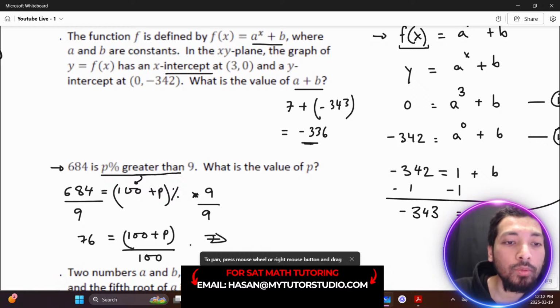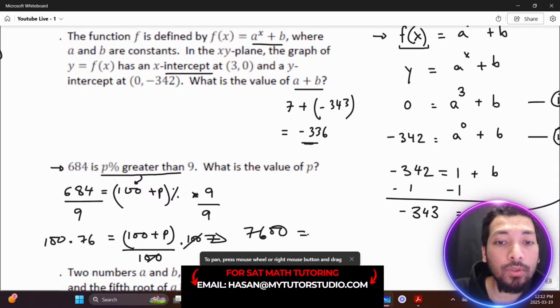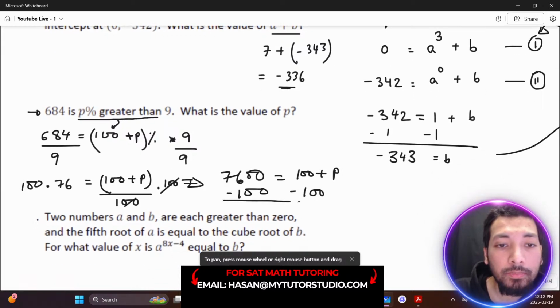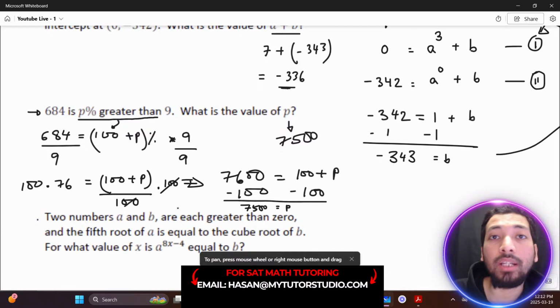We can multiply both sides by 100. We get 7600, since the 100 from the top and bottom cancel out, is equal to 100 plus p. Subtract 100 from both sides. We get 7500 is equal to p. So that's our answer. p is equal to 7500. Now, let me just show you how you can solve it using Desmos.